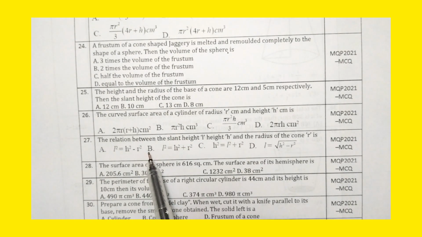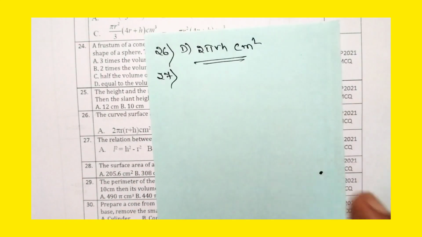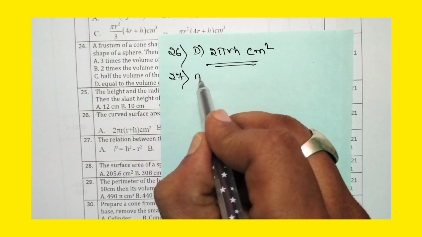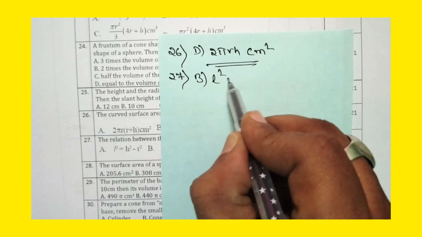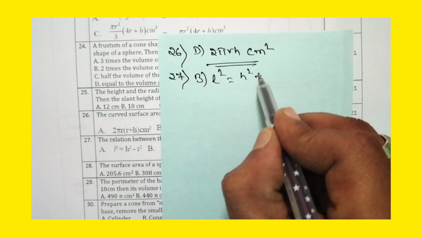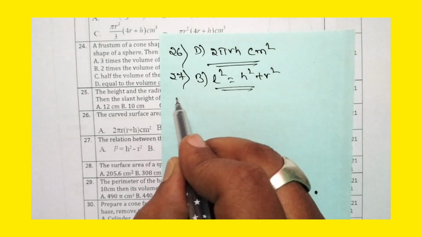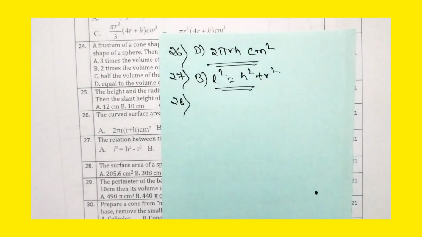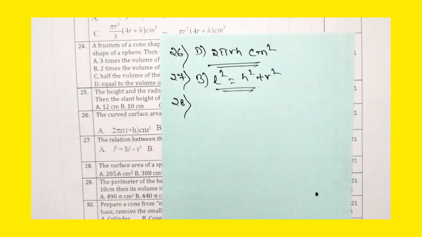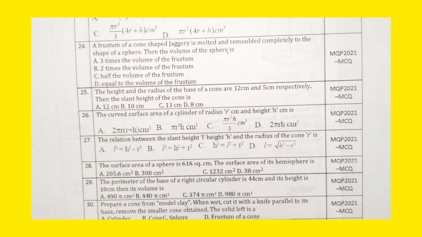So therefore for 27th question option B is the answer. For the 27th, option B, L square is equal to H square plus R square or R square plus H square. It can come either way. So 27th option B. Now let us move for 28th question.